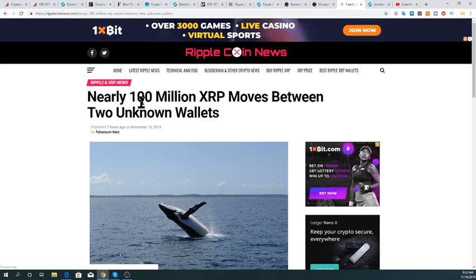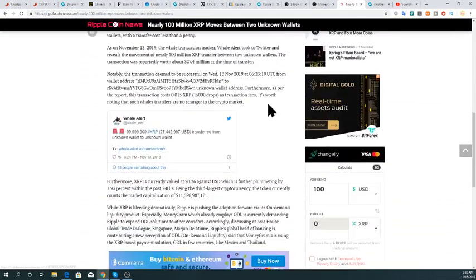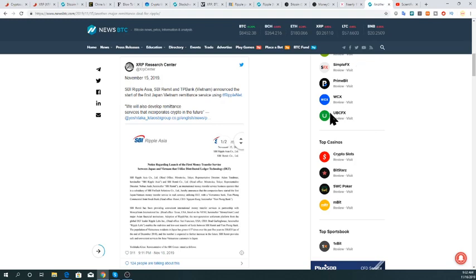So now nearly 100 million XRP moves between two unknown wallets. Let it move, brother. Let it move. Don't worry, because someone is using this, right? So someone has an interest in the asset.